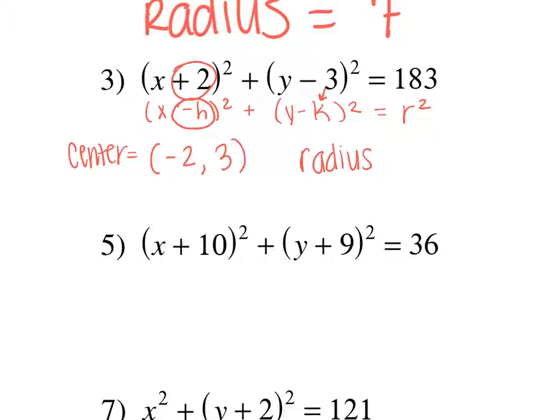So to find my radius, I square root my 183, and when I did that on my calculator, I got 13.5277493. When you get a radius that is not a perfect square, so not just a perfect number without a decimal afterwards, I want you to keep it in exact form, and we write that as the square root of 183, and we will keep it like that. So we are done with problem 3.